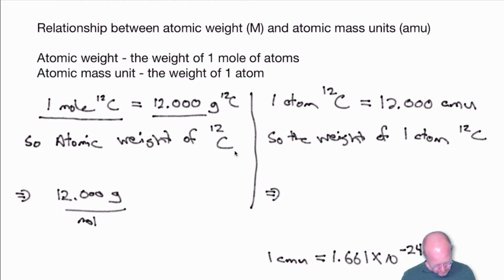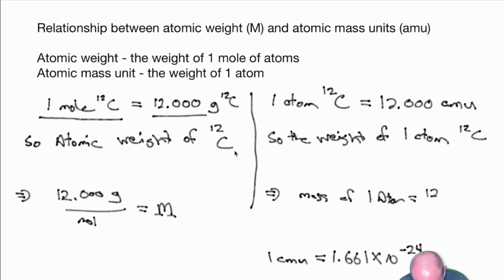And so if this is the atomic mass, and usually we indicate that as a capital M, that's how many grams per mole, the mass of 1 atom is going to be equal to 12.000 AMU, and that stands for atomic mass units. So when we're talking about the mass of a single atom, we know that has to be a tiny, tiny number. And so 1 AMU is equal to this number of grams, 1.661 times 10 to the minus 24th. So that's just a tiny number.